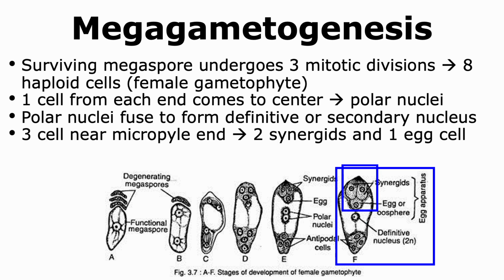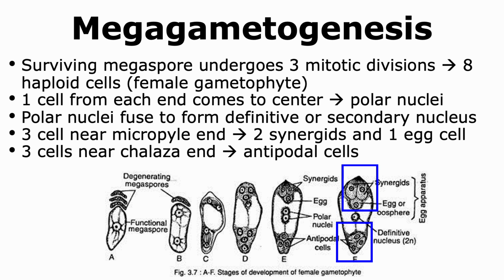There are 3 cells near the micropyle end, which comprise 2 synergids and 1 egg cell. This egg cell is the female gamete. There are another 3 cells near the chalazial end, and they are called the antipodal cells.